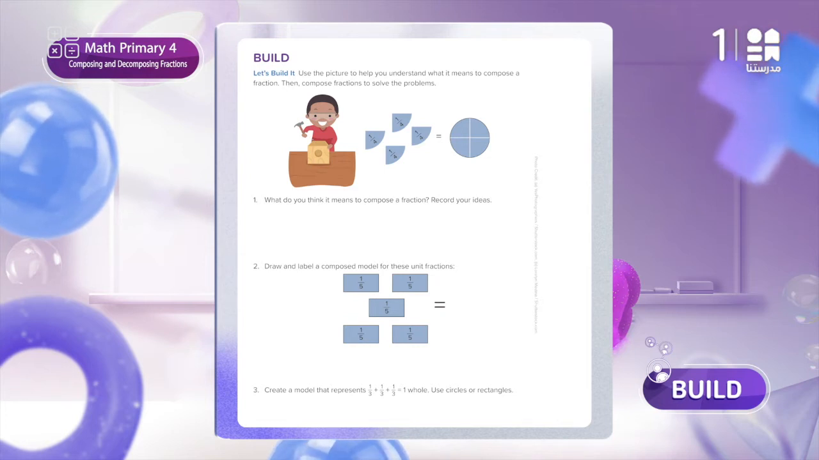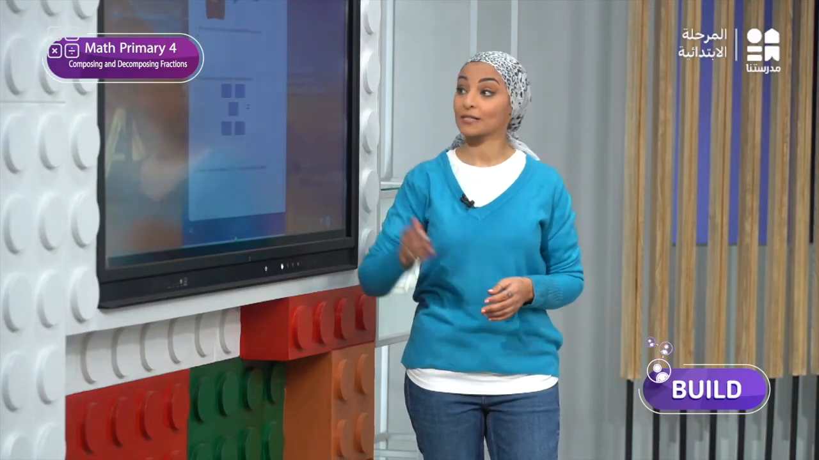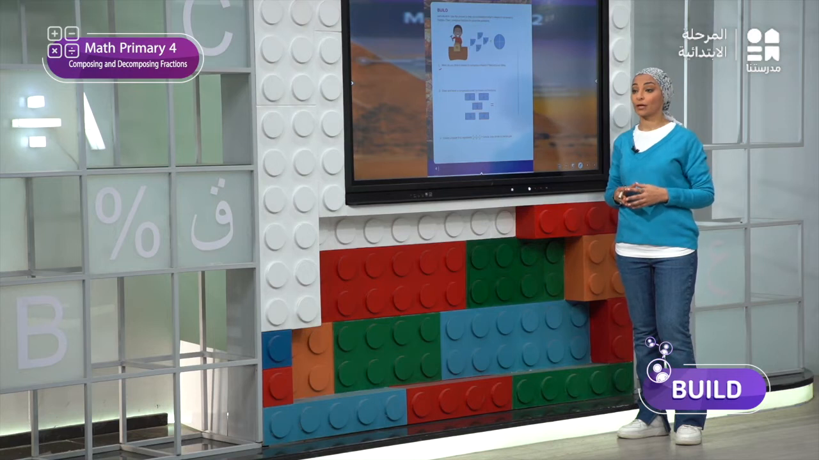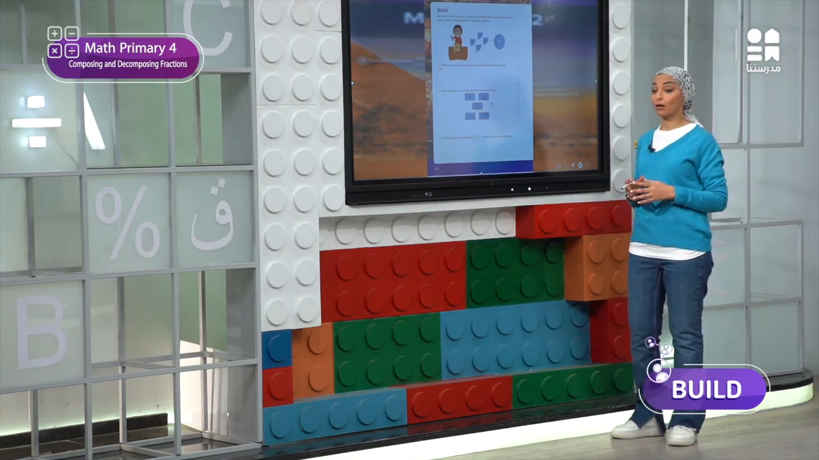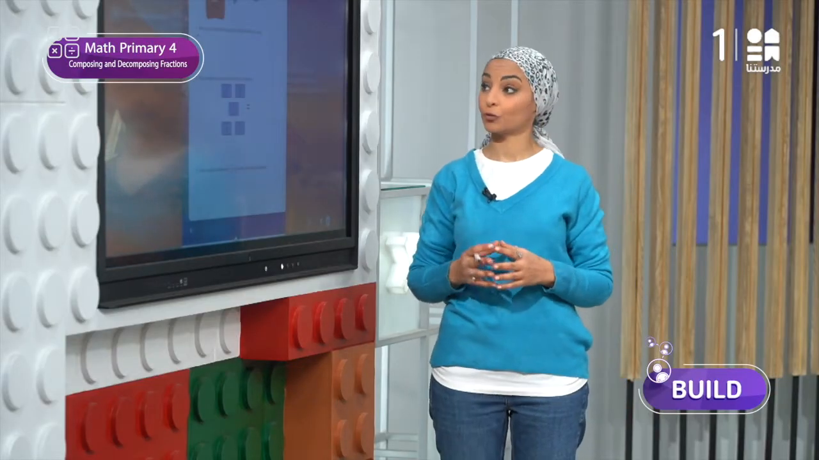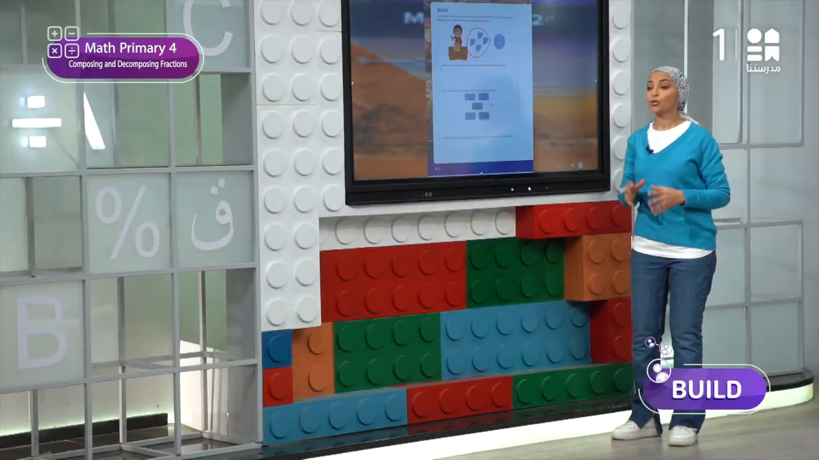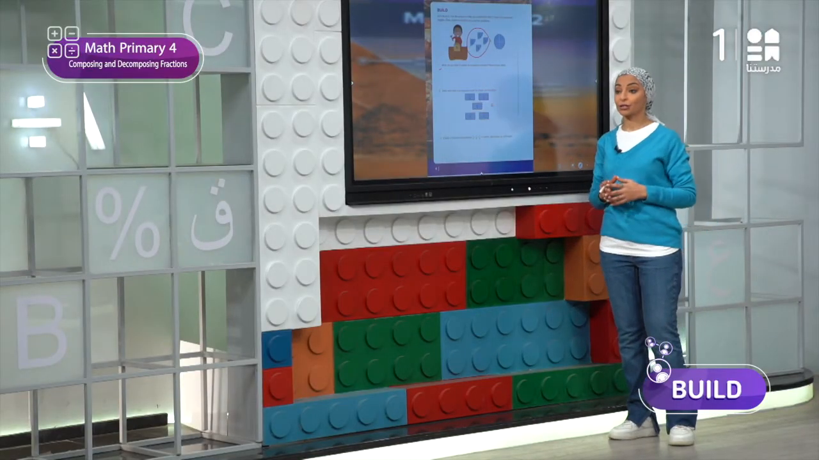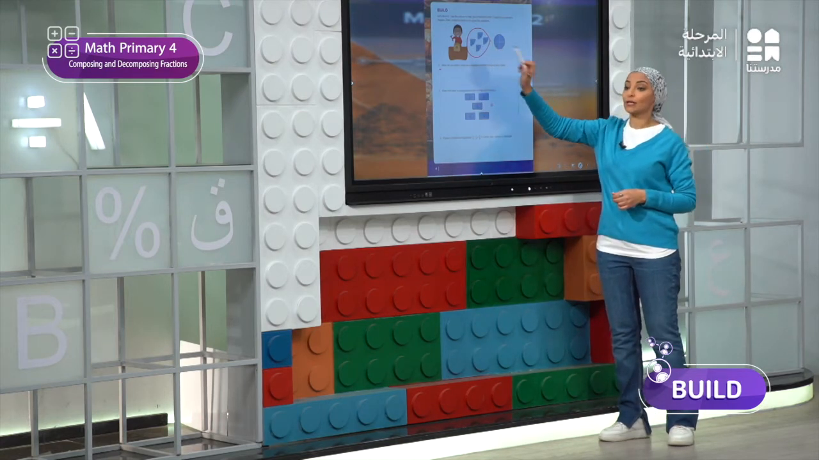And now let's move to problem number 1. Here's problem number 1, as you see. What do you think it means to compose a fraction? يعني ايه نعمل composing للفراكشن؟ If we focus لو ركزنا كويس قوي على البيكتشر اللي قدامنا دي، هنلاقي ان الكاربنتر، يعني النجار, is collecting pieces of wood, like you see here, which represent together the unit fractions. Each piece represents what? كل piece من دول represent unit fraction.